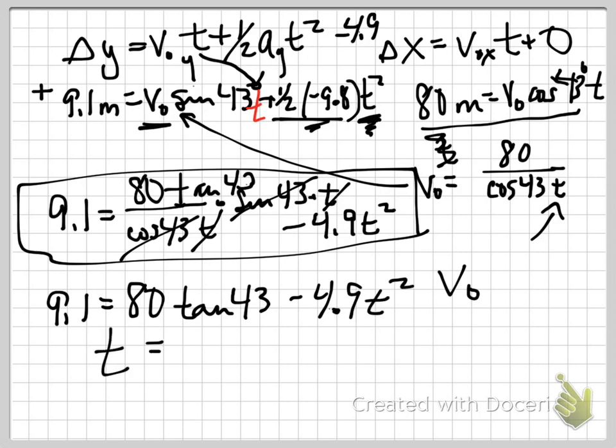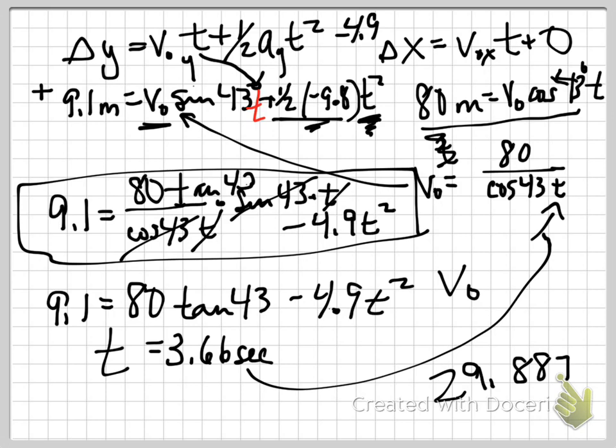So I can get T pretty quickly. 9.1 minus 80 tan 43 equals negative 65 divided by negative 4.9. Second square root of that gives me T of 3.66 seconds is how long it took the ball to leave the yard. If I take that and plug it in there, 80 divided by cos of 43 divided by 3.66 seconds is 29.887 meters per second, which 30 is probably a good answer.